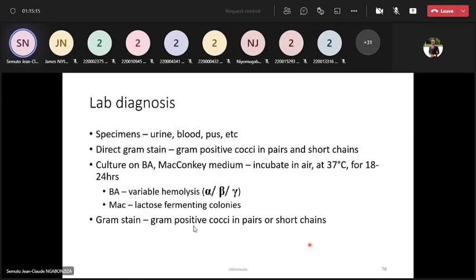For diagnosis, the specimen will depend on the affected site. Direct Gram stain shows gram-positive cocci in chains and short chains. Culture on blood agar and MacConkey medium, incubate 18 to 24 hours. You can see a variable hemolysis pattern. They can be beta, gamma, or alpha, so they don't have a fixed pattern. They can grow on MacConkey and are lactose fermenting. They are gram positive, as you say, in pairs or short chains.